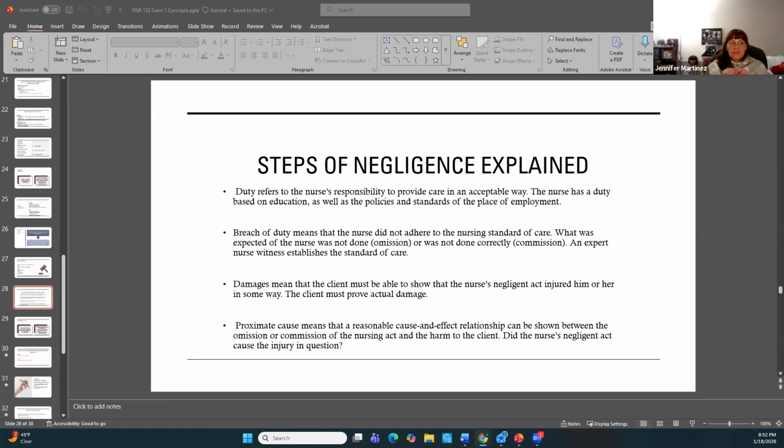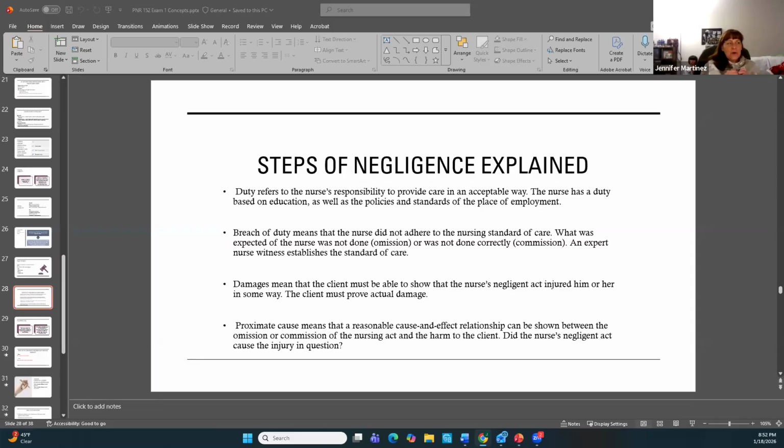So, duty, that's the nurse's responsibility to provide care in an acceptable way, right? You have a duty based on your education, based on policies and standards of the place of employment, as well as your Nurse Practice Act. Breach of duty means that the nurse did not adhere to the nursing standard of care. So what was expected of the nurse was not done, which is an act of omission, or was not done correctly, which is an act of commission. In this situation, an expert nurse witness will establish the standard of care.